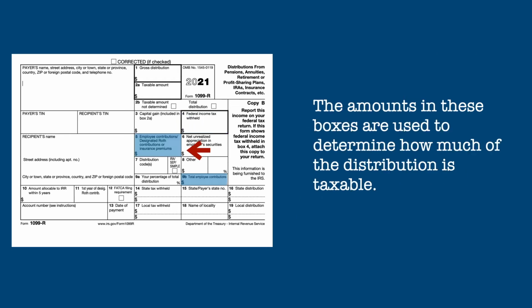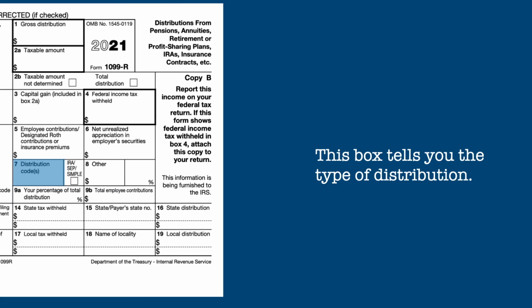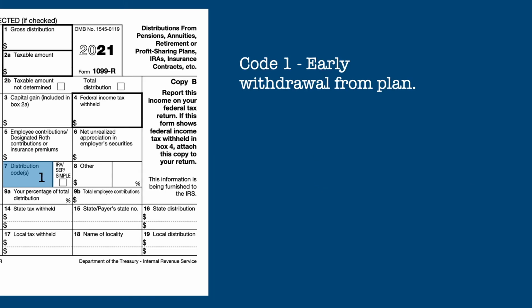Sometimes you'll see an amount in box 5. These are pre-tax contributions to the account and are used to determine the taxable amount of the distribution, as is any amount in box 9B. Now we'll go on to box 7, one of the most important boxes on the form. The code in this box can tell you a lot about whether or not the distribution is taxable and whether any penalty for early withdrawal will be applied. Here are some common distribution codes.